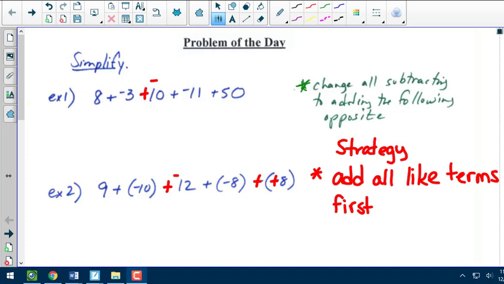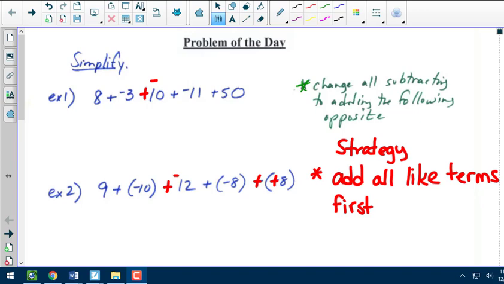Today's video can be found on page 41 in your packets. It's a problem of the day page, and there's a couple notes here. The first thing that you need to do in this string of integer addition and subtraction is to change all the subtraction to add the opposite.